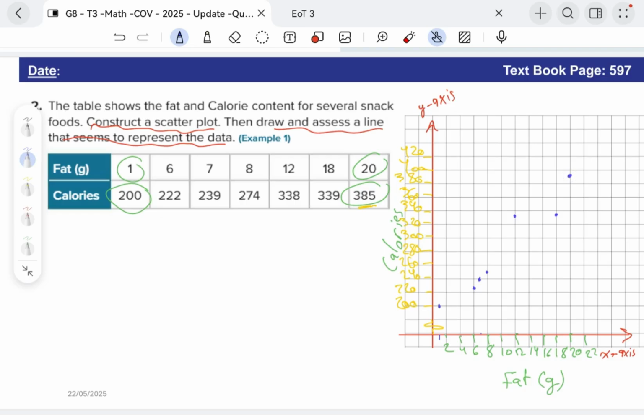Now if we want to graph the line of best fit, we have to make it in the middle, where the number of points above the line is equal to the number of points below the line. Let's try to do that. Well, it will be something like this. Here, as you can see, we have 4 points below the line and we have 3 points above the line. So it's somewhere in the middle. This is the line of best fit.